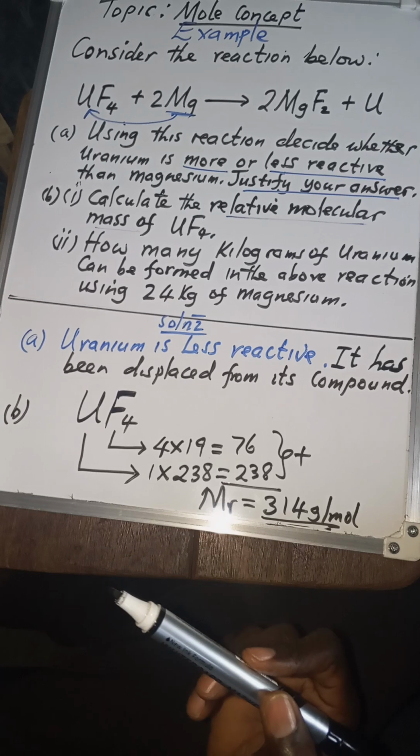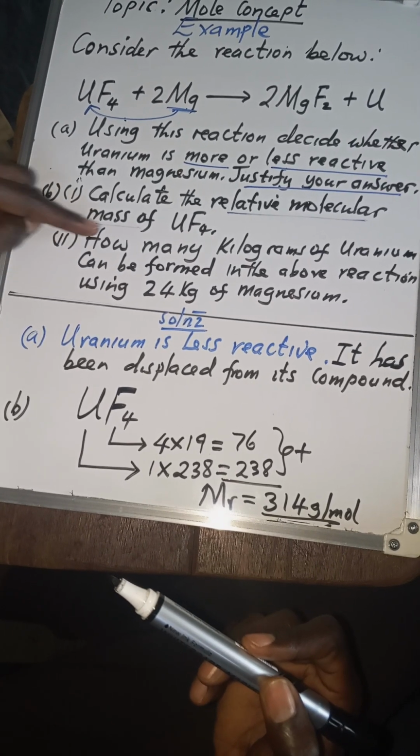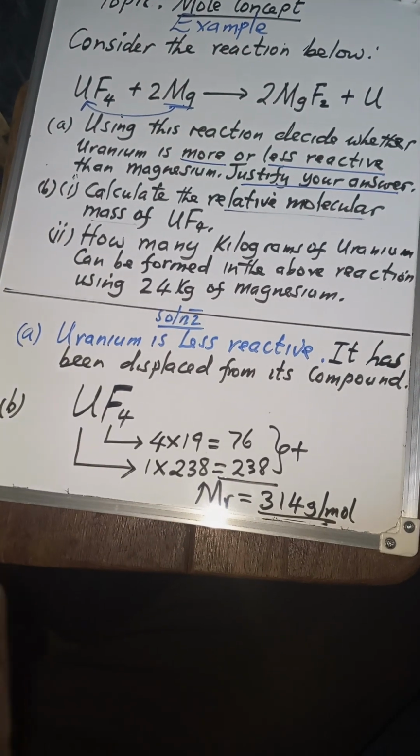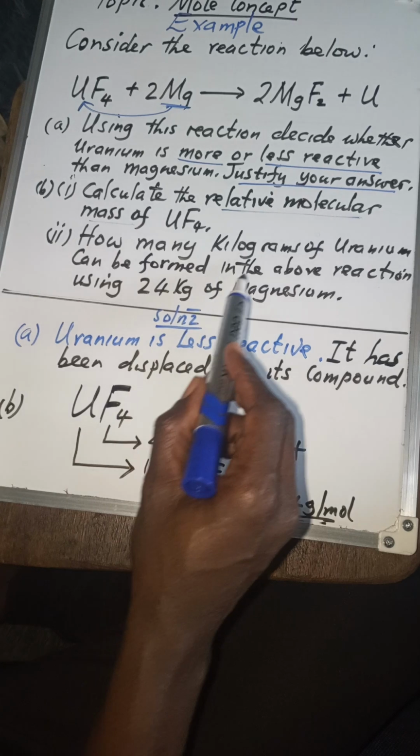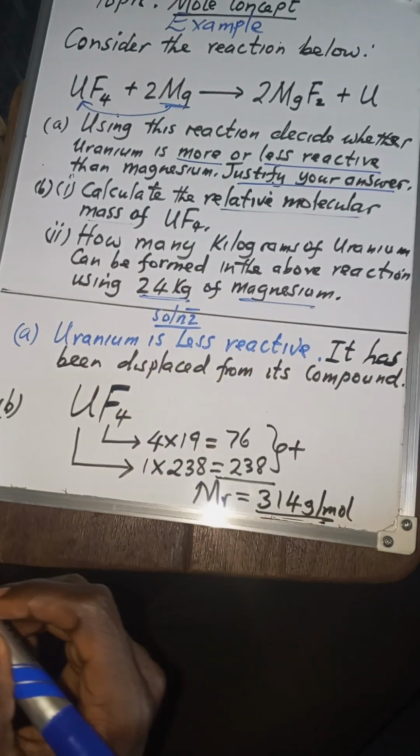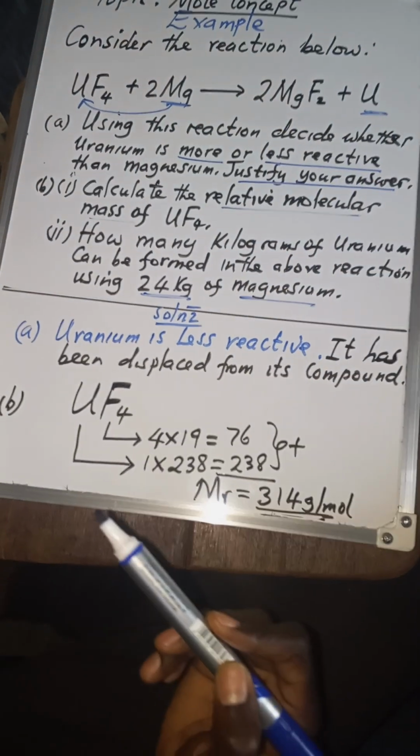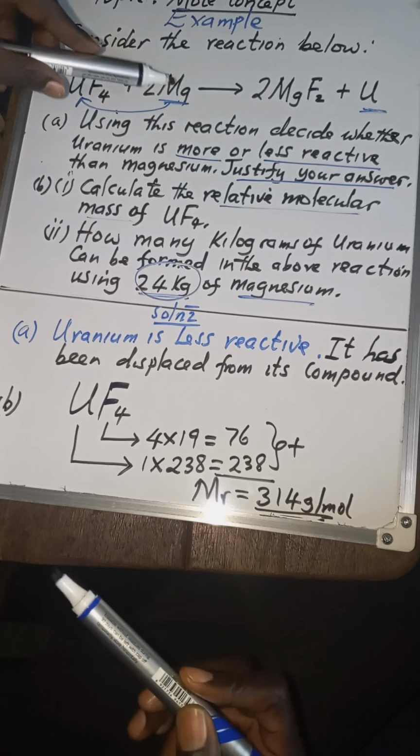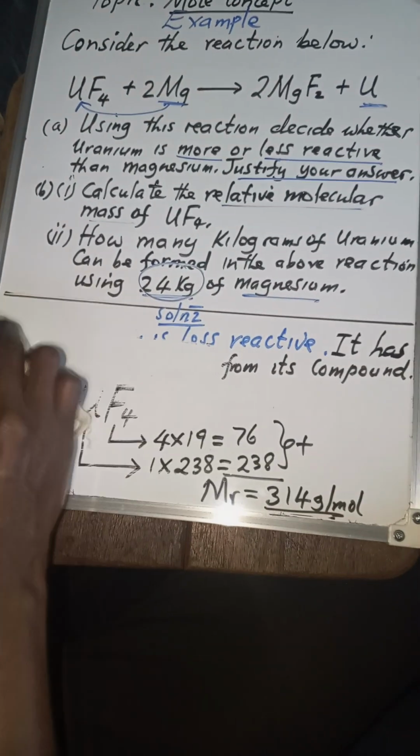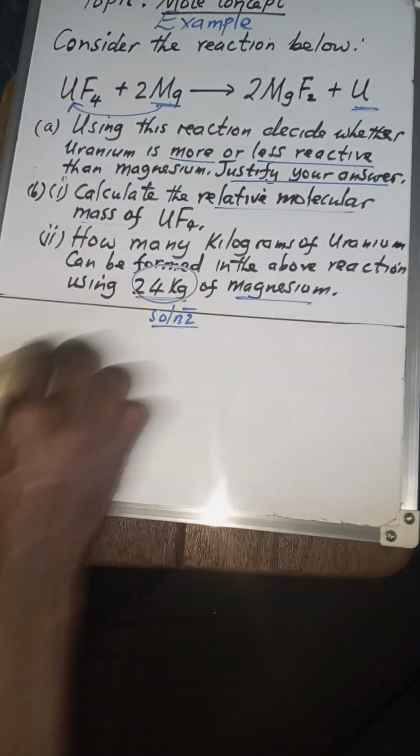All right. So now the last question there, B2, Roman 2 says, how many kilograms of uranium can be formed in the above reaction using 24 kilograms of magnesium? So they want us to know how many kilograms of uranium can be formed when we use 24 kilograms of magnesium. Like I said, allow me just to clean up this section so that I can create space which we can use to actually calculate that.